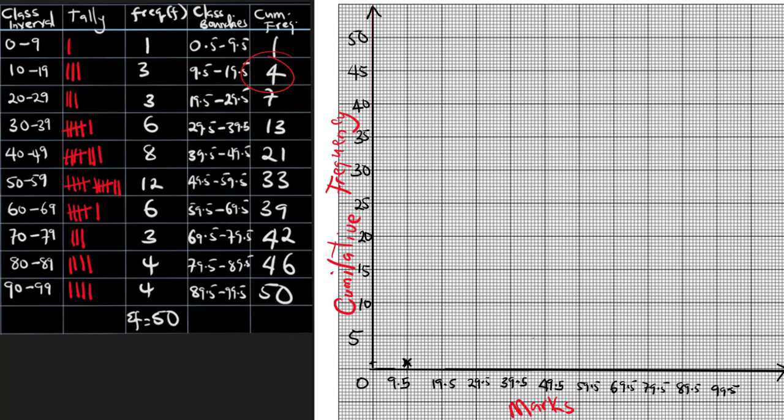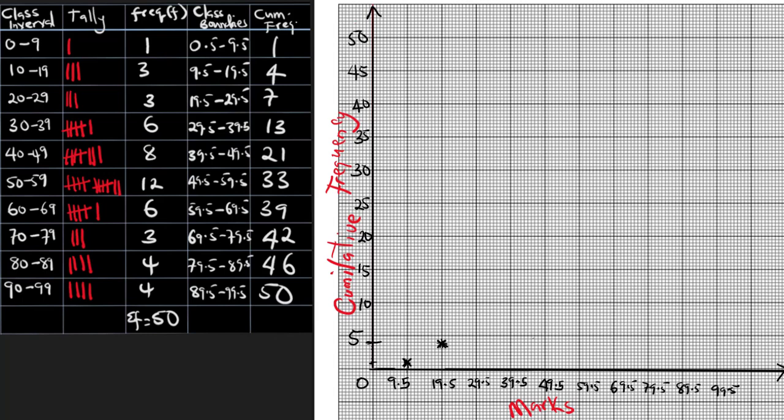So 4 and 19.5. So let's look for 4. The first line is 0.5. The second line will be what? It will be 1, because 0.5 plus 0.5 is 1. The next one now will be 1.5. After 1.5, we'll have 2, then 2.5, then 3, then 3.5, then 4. 4 will be around this side, right? So when the cumulative frequency is 4, the class mark is 19.5, and this is 19.5. They're going to meet here.